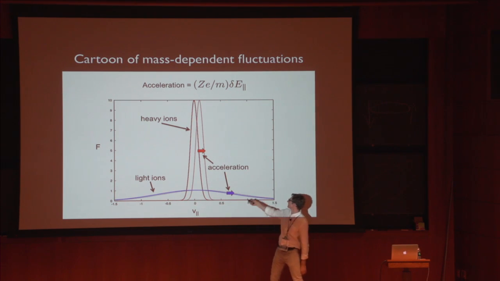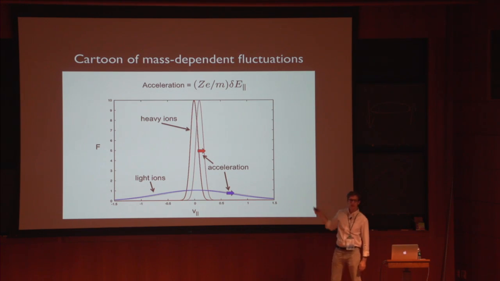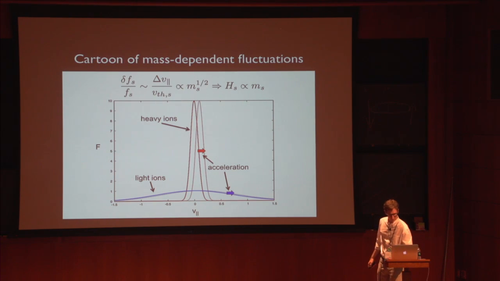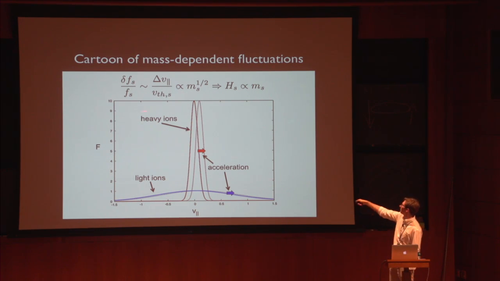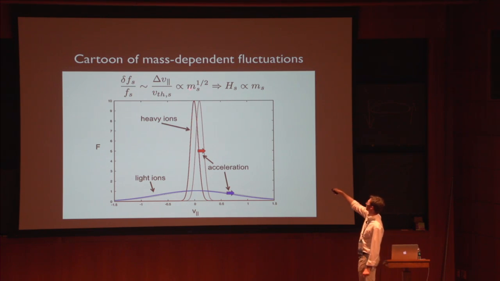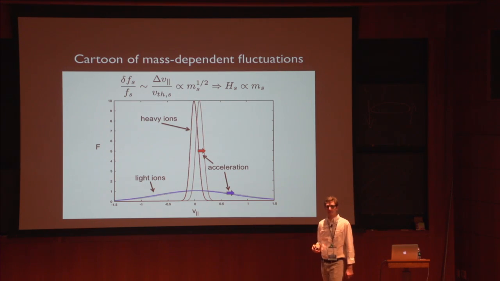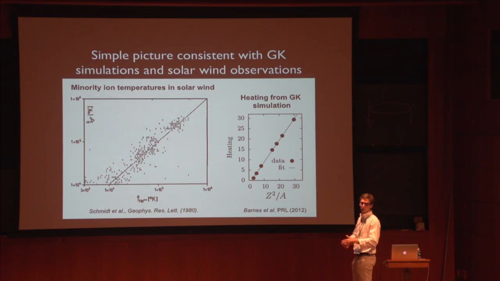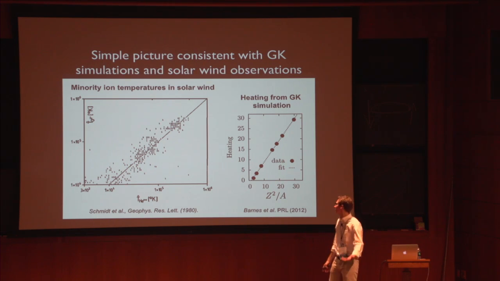But as you can see, this leads to a much, much bigger fluctuation for the heavy ions than for the light ions. In particular, the fluctuation goes like the displacement in V parallel over the thermal speed. And again, using the mass that appears in the thermal speed, this goes like mass to the half. So giving you a total scaling for the heating which goes like the mass. So this is consistent with what's seen in the solar wind. I've done almost no detailed physics. We've just looked at some simple problem.